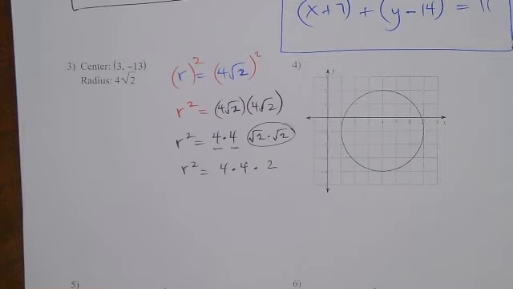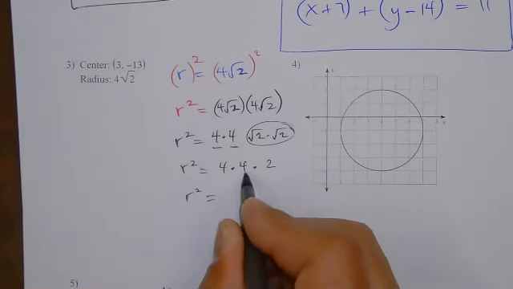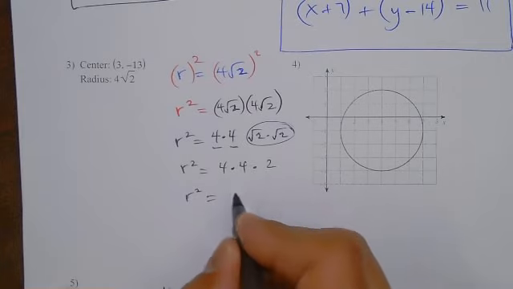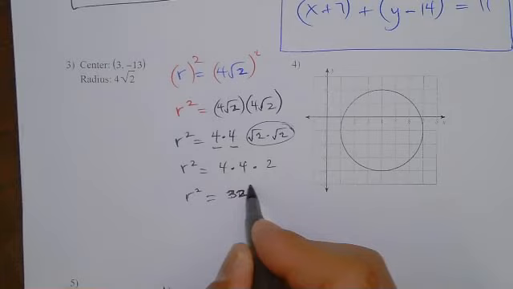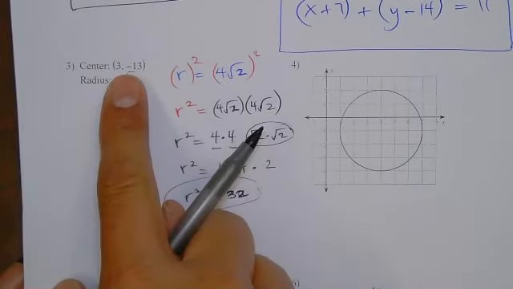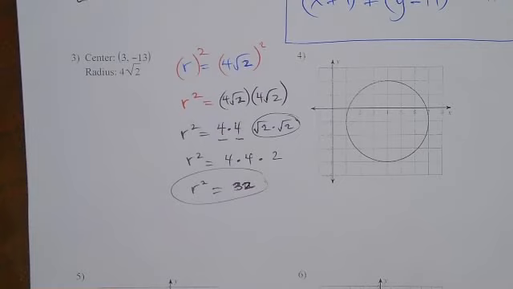So what did you get for the number for the r squared? Well, 4 times 4 is 16. 16 times 2, 32. I said 32 and I wrote 36. That's the radius squared. That's what I need. I don't need the center. That part's already there. That part's easy. You need to square the radius.